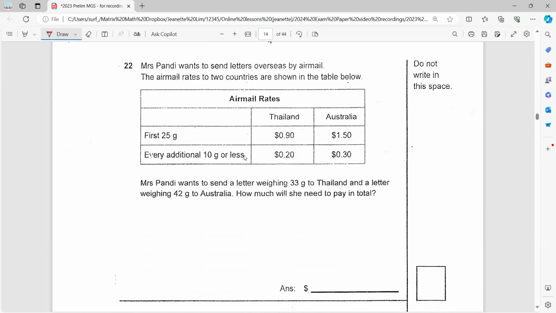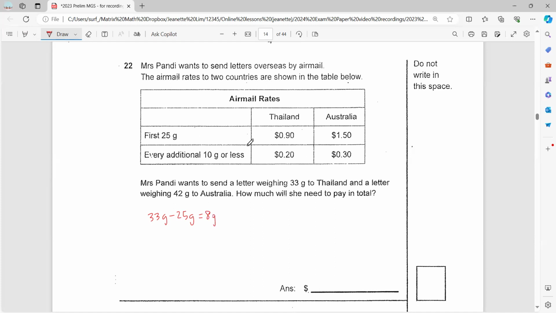Question 22. Mrs. Pandey wants to send letters overseas by airmail. The airmail rates to 2 countries are shown in the table below. So Mrs. Pandey wants to send a letter weighing 33 grams to Thailand and a letter weighing 42 grams to Australia. So how much will she need to pay in total? Okay, let's look at the Thailand one. 33 grams is more than 25. So let's find out what's the additional weight above 25. This is 8 grams.